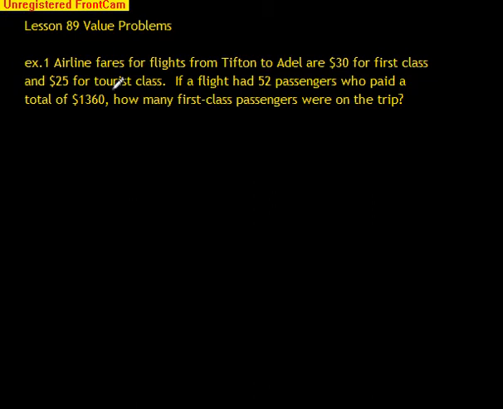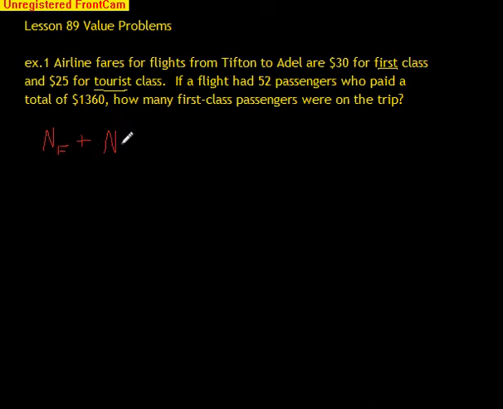But again, we're going to have a value equation, and we're going to have an equation that just stands for the number of items or tickets or people. So we're going to do our 2 equations. Let's see, for this one, we have airline fares, we have the first class, and we have a tourist class. So they're going to be our 2 variables. So we're going to have the number of first class plus the number of tourists.